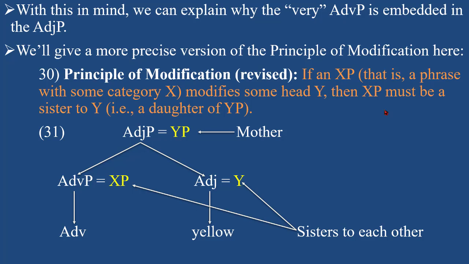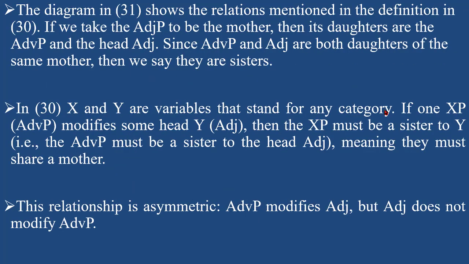So we have the YP, right? This YP consists of an XP, which is the adverb phrase, and Y. Y and XP are sisters to each other, right? So they are sisters, and the YP, the big category, is the mother. So it's like the adjectival phrase is the mother of an adverb phrase and an adjective. An adverb phrase and an adjective are sisters, and the AP is the mother.